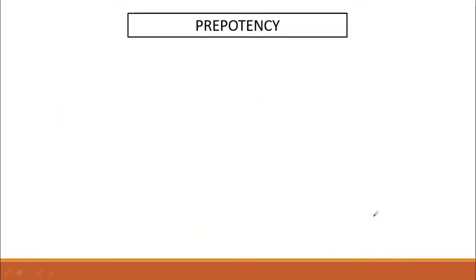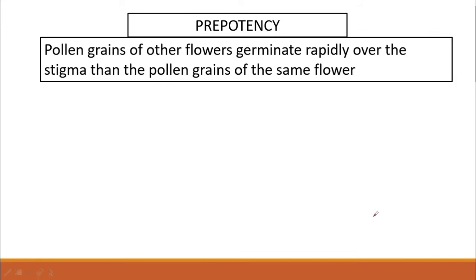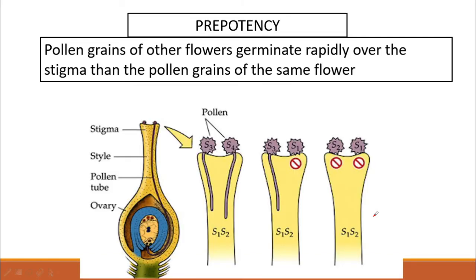Third is prepotency. What is prepotency? Pollen grains of other plants germinate rapidly over the stigma compared to the pollen grains of the same flower. You can see here what exactly the situation is. These are S1, S2, S3 and S4. S1 and S2 are the same type of stigma and S1 and S2 are the same type of pollen grain.